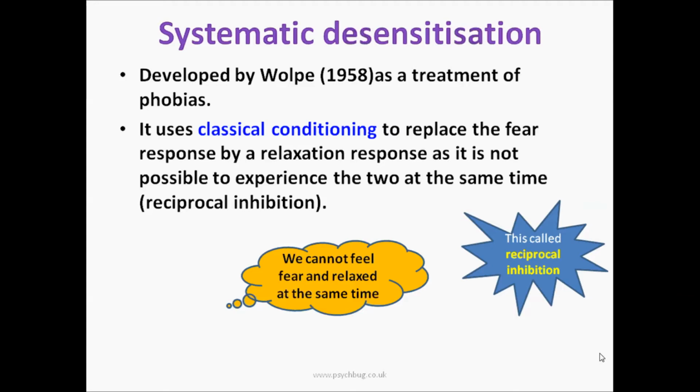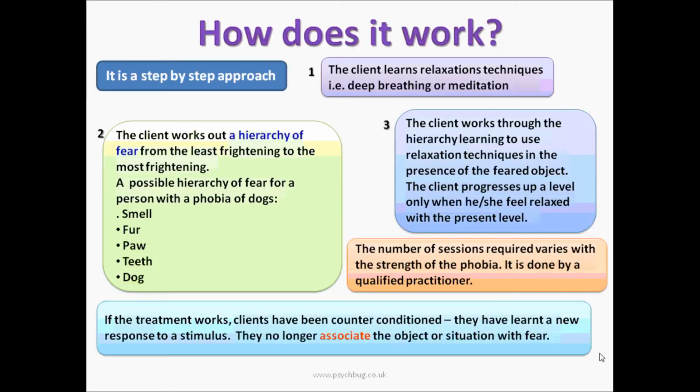So he developed it as a treatment for phobias, and basically it's classical conditioning. What they do is, you can't feel two things at the same time. You can't feel fear and relaxed. So they overwrite the fear with relaxation. It's called reciprocal inhibition. Yeah, that's the word. So this is how it works.